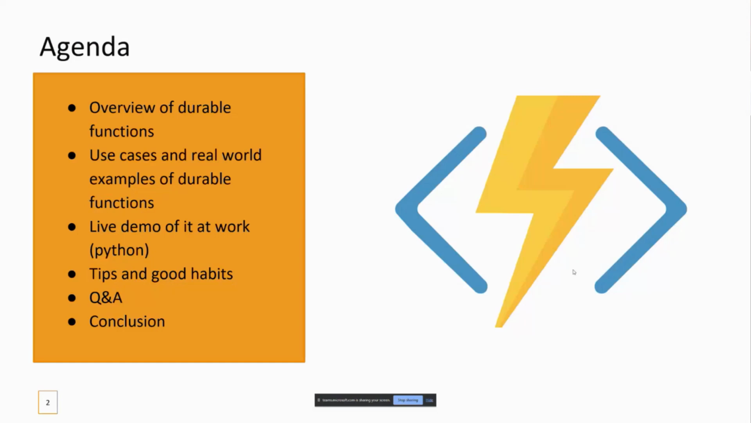So just want to outline real quick the agenda of what we can expect from here on out. We'll first go over a real quick overview of durable functions, what they are, and what that entails, as well as some use cases, real world examples of what durable functions can be used for, and then a live demo of it at work. And I do want to specify that it'll be in Python. So just anticipate that the demo will reflect that as well. Then some tips and good habits for durable functions, really important, and I think there's some cool things in there.